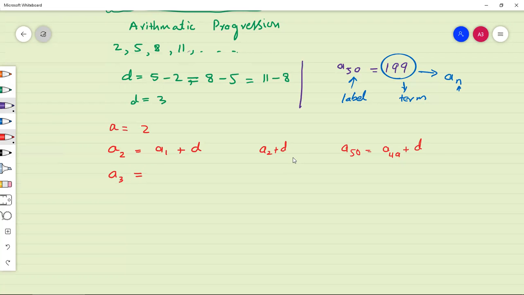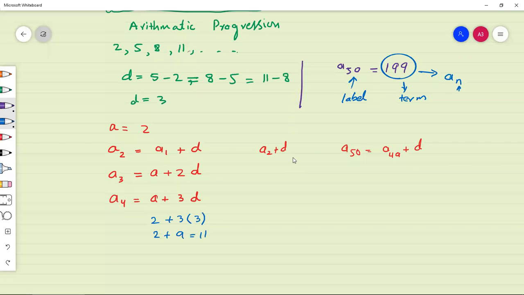Then A3, we can write a plus 2 times the difference. If you add 2 multiplied by 3, 6, plus a, 6 plus 2, 8. So it would become the third term. The fourth term is a plus 3 times the difference. Just for your ease, it means A4 is equal to a plus 3d. A is 2, while 3 into d is also 3 into 3, 9, so 2 plus 9 would become 11. And if you look at the sequence, the fourth term is 11.